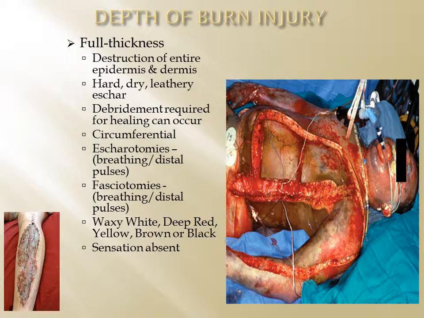When the injury is circumferential, blood flow is reduced and breathing can be impaired, especially if it's going around the chest. You want to check for breathing and distal pulses, and the patient may require an escharotomy or a fasciotomy. The burns may appear waxy white, deep red, yellow, brown, or black in color. Sensation will be absent, and healing time can take weeks to months.